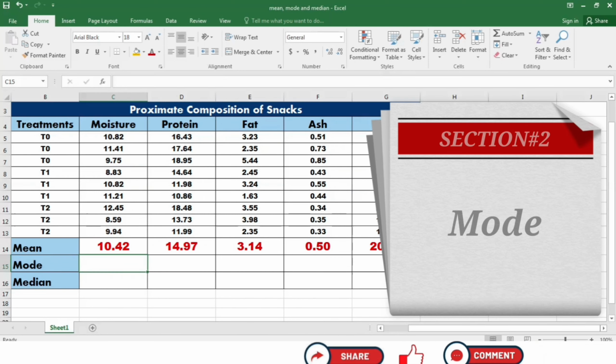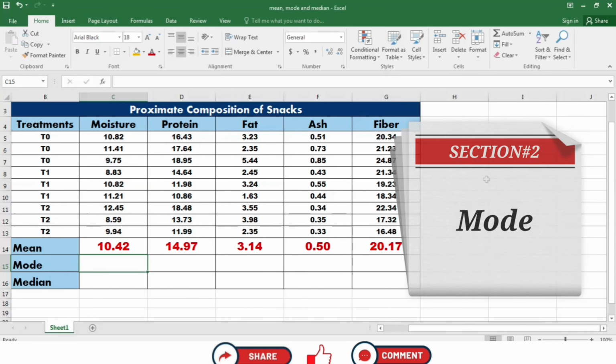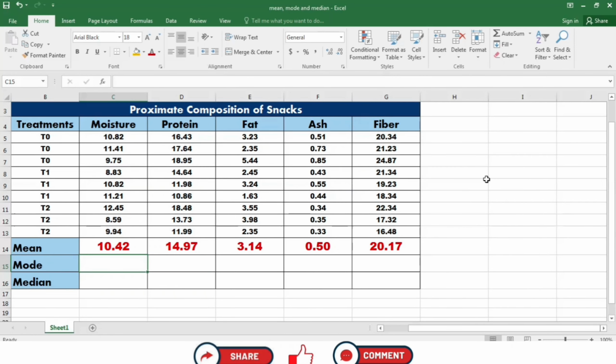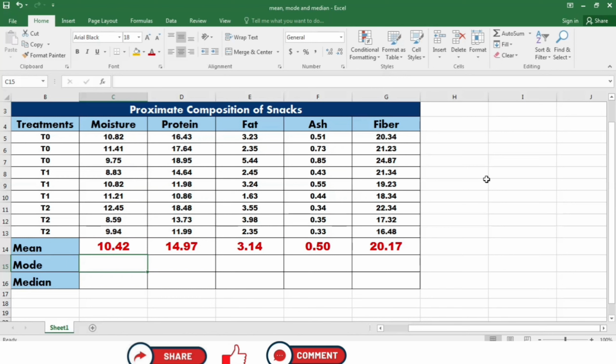Next we have the mode. The mode is a value that appears most frequently in a dataset. In other words, it is a value that occurs with the highest frequency. The mode can be useful when you want to identify the most common or popular value in a given dataset.